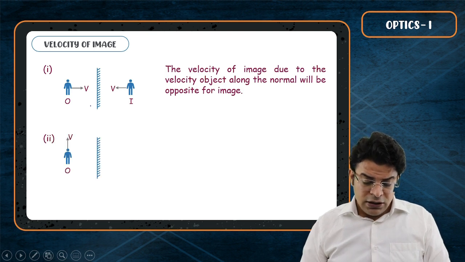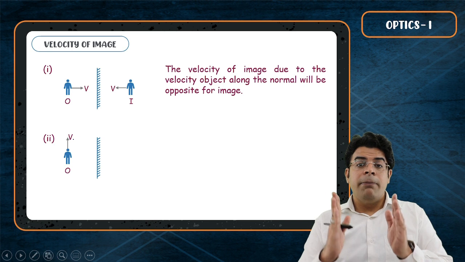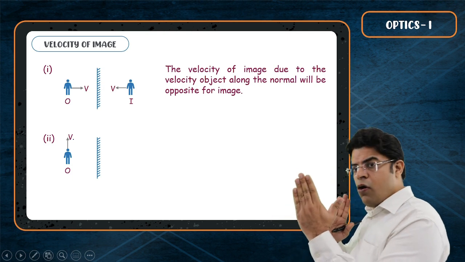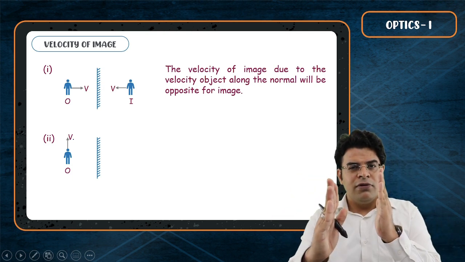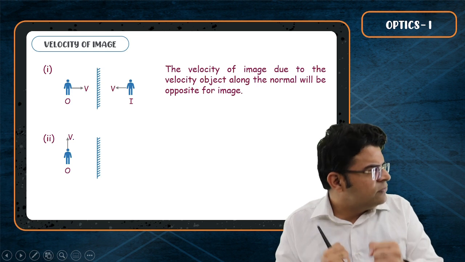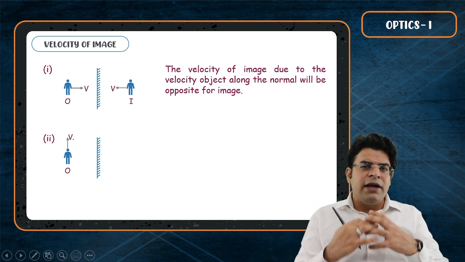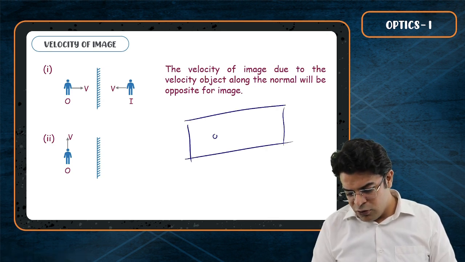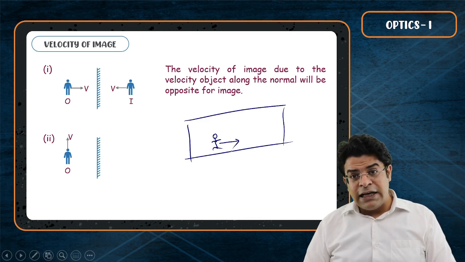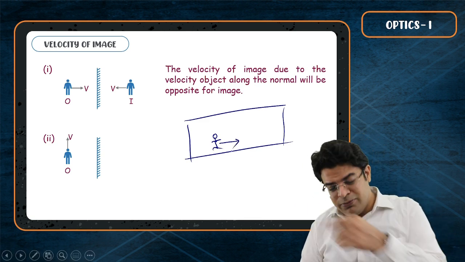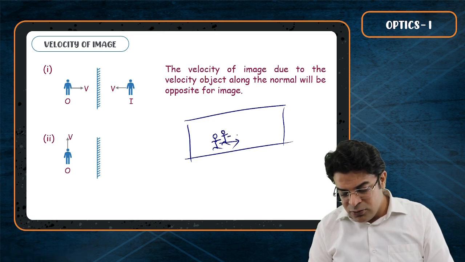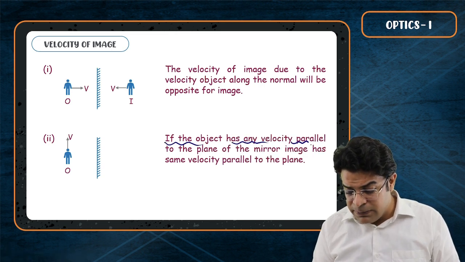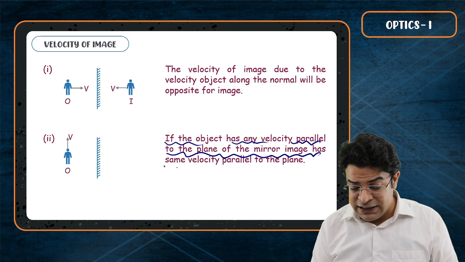What if the object has a velocity parallel to the plane of the mirror? If you start walking parallel to the plane of a mirror in front of it, and you look at your own image as you walk, what can you say about the speed of the image? So sir, if I move in front of a mirror such that my velocity is parallel to the plane of the mirror, I have observed that my image also moves with the same velocity. So that's the idea.